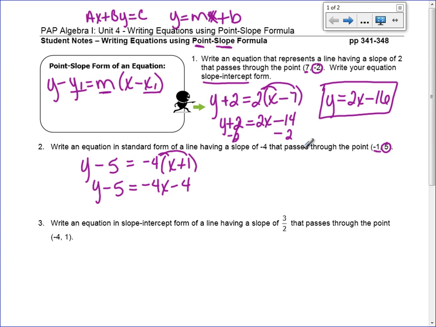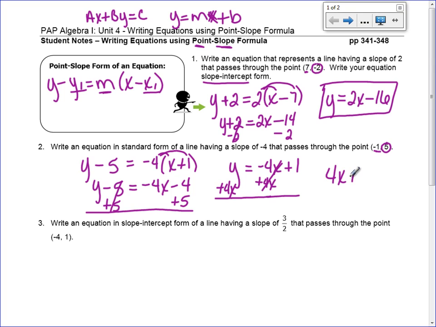So I'm going to go ahead and move it so it's in slope-intercept first. So I'm going to add 5 to both sides. That'll get my y by itself. So I'm going to have y equals negative 4x plus 1. So negative 4 plus 5 is 1. And then to make it in standard form, I've got to get my negative 4x onto the other side. So I'll add 4x. And so now I have 4x plus y equals 1. I have no fractions or decimals, and my a is positive, so therefore this really is standard form. So there's my equation. Now I'm going to change things up a little bit.